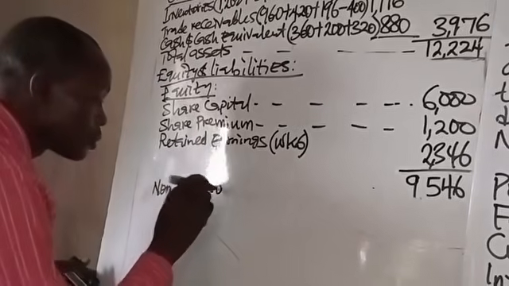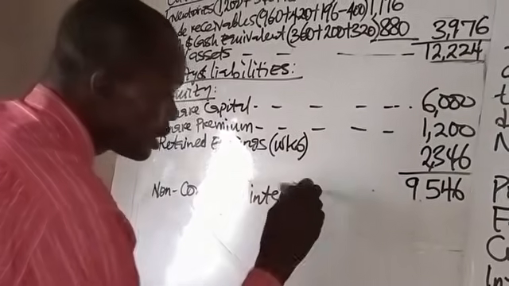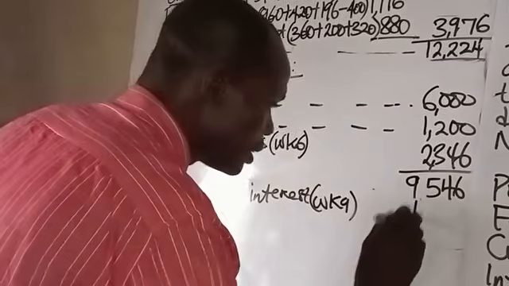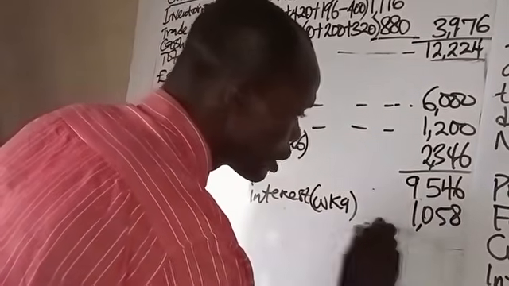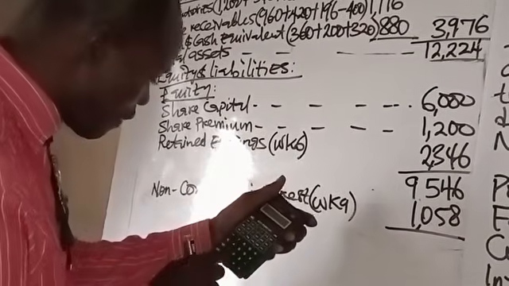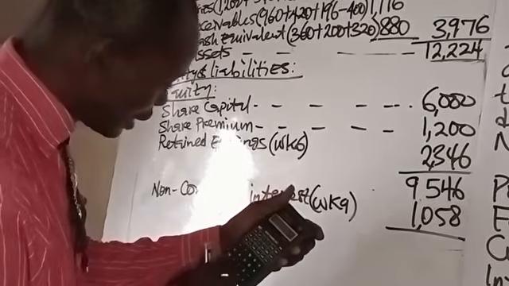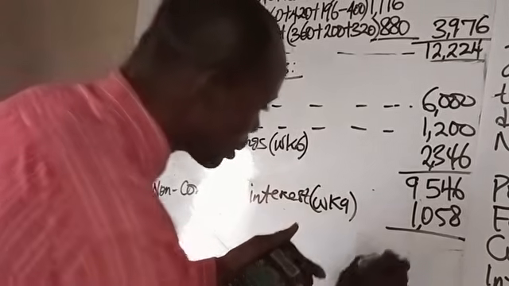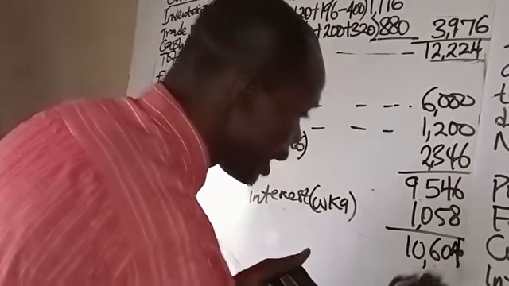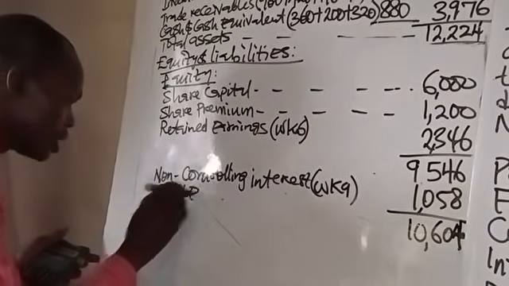Non-controlling interest, that is working number 9, 1,058. So if you add it to the equity attributable to the owner, 9,546 plus 1,058, the total equity is 10,604. That is total equity.